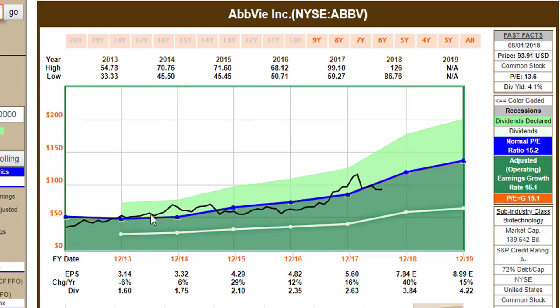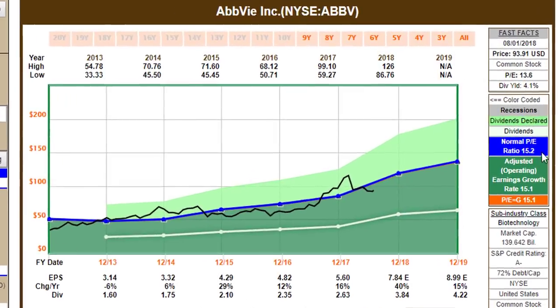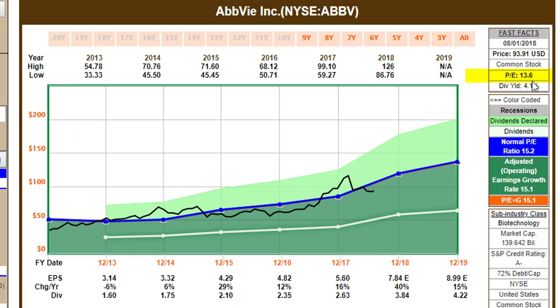My first candidate, I'm going to look at AbbVie, which was a spinoff from Abbott Labs. And what I want you to notice here is that the normal PE and the historical PE are both at around 15, 15.1 and 15.2 times earnings. So if I take the normal PE off, you see the orange line. When I put both lines on, they're virtually the same. So that's a fair value for this stock. It's currently trading at a blended PE of 13.6 and as a result offers a 4.1% yield.